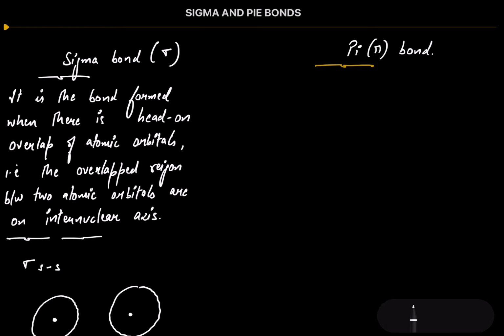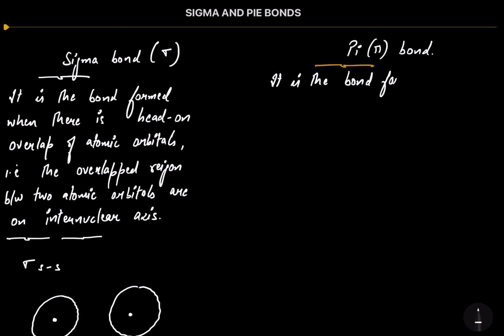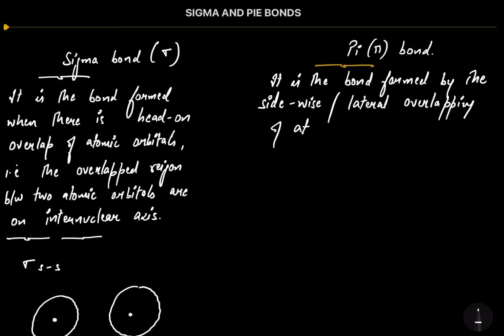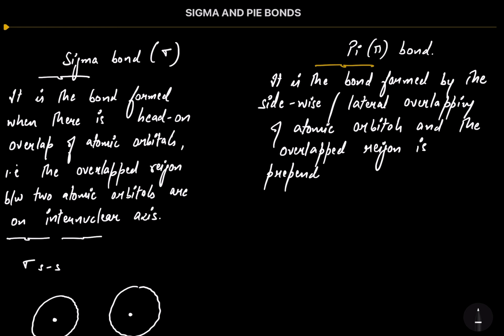So I am writing, it is the bond formed by the sidewise, or we can say lateral, overlapping of the atomic orbitals and the overlapped region is perpendicular to the internuclear axis.